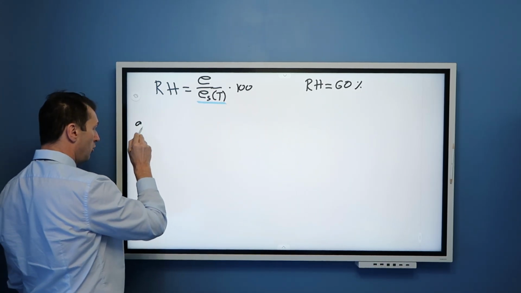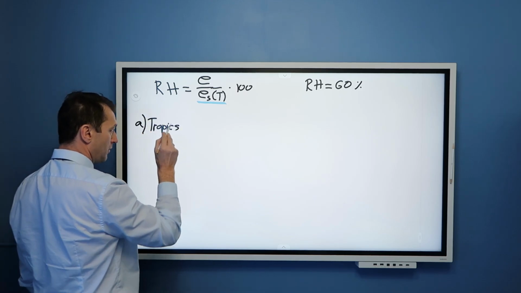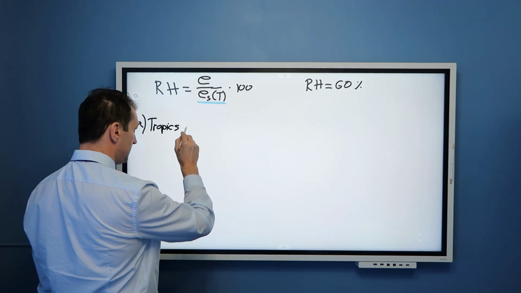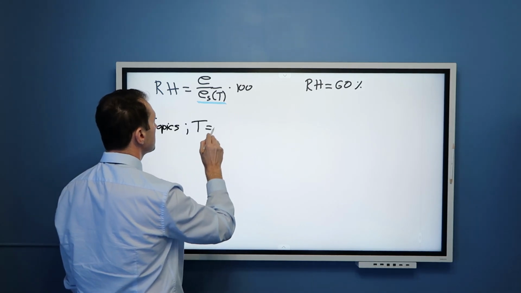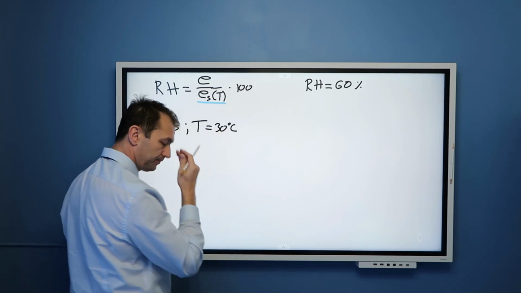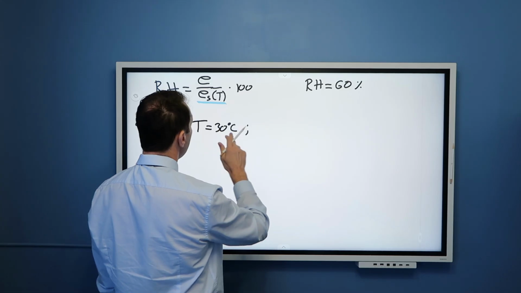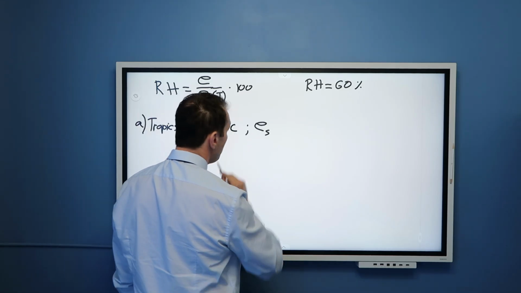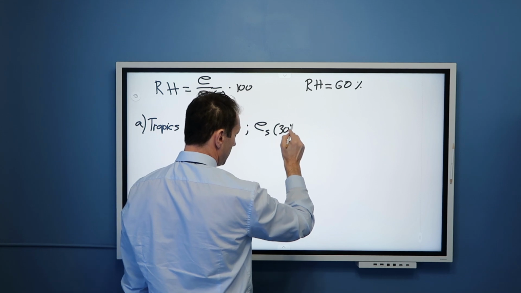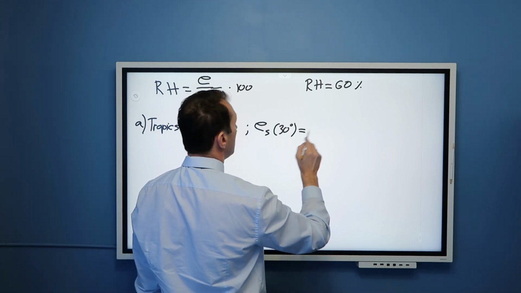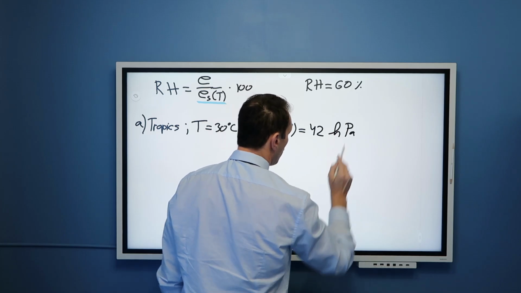So let us assume, and let me use black again, let us assume that relative humidity is 60%. Now, we will have option A, we are in tropics, close to equator. Let us here assume that tropics are warm, so temperature is, let's say, 30 degrees Celsius. Now, at 30 degrees Celsius, I know that saturation vapor pressure is about 42 hectopascals, or 42 millibars.